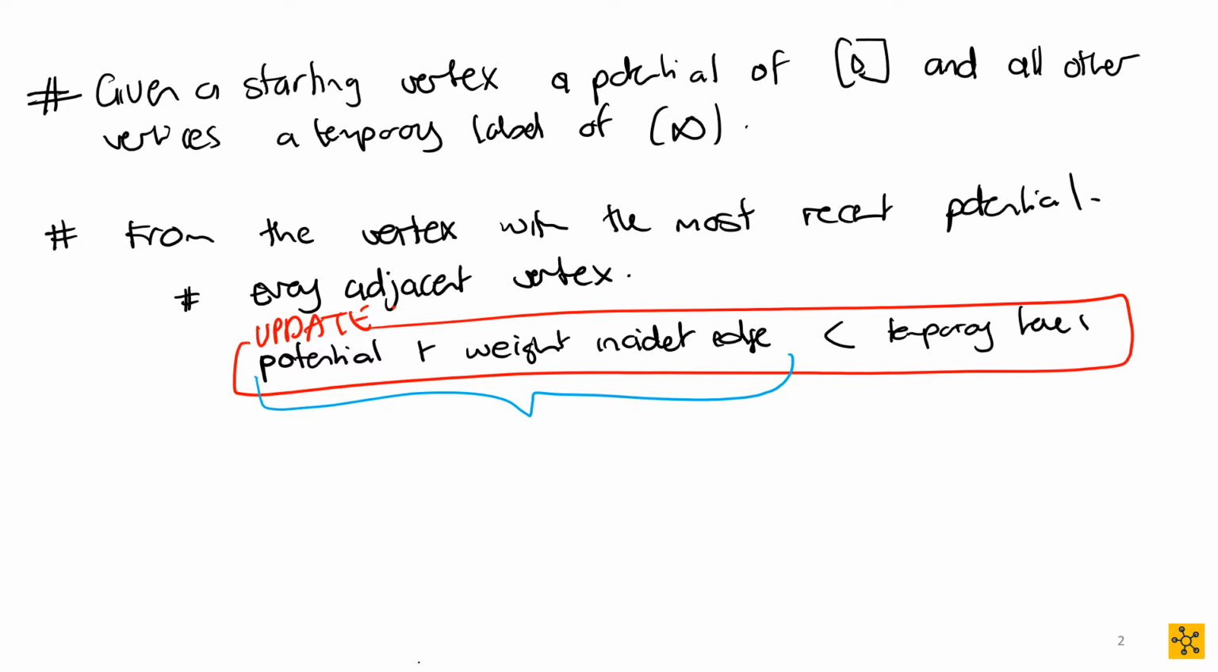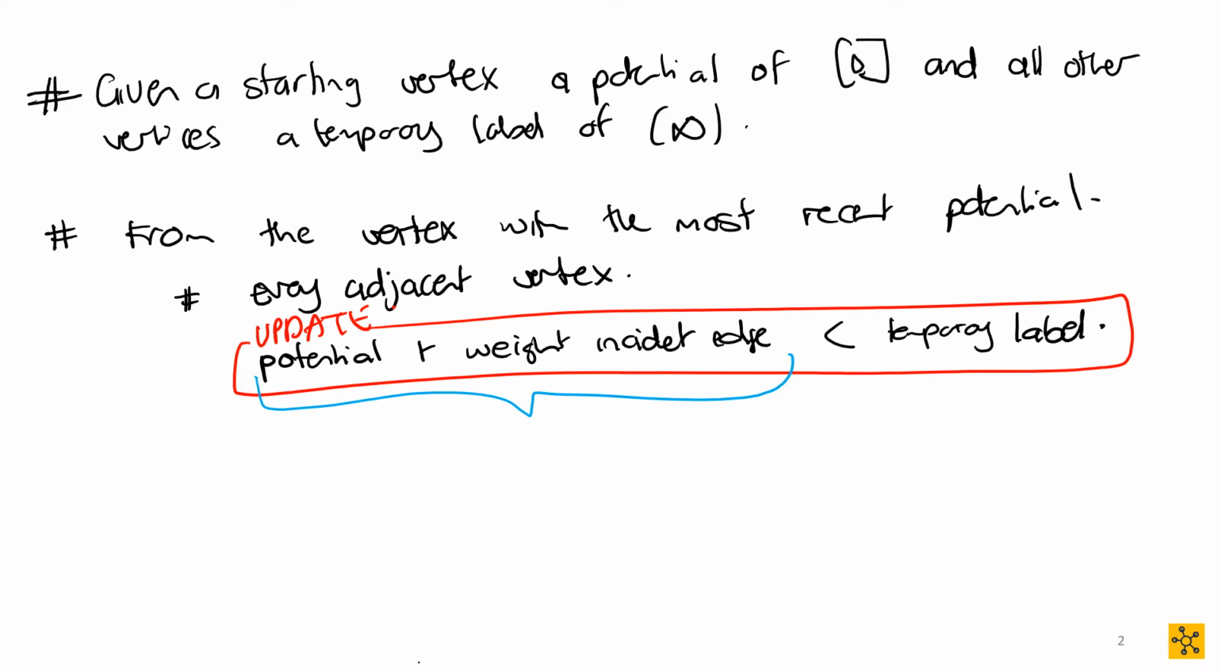That should say label. I don't think my handwriting is very clear. You replace your temporary label if the potential plus the weight of the incident edge is less than the temporary label that it is currently. Then you look at all the temporary labels of the adjacent vertices, and you make the smallest temporary label into the next potential. So previously we had active and inactive. So here we have the situation, we refer to it as potential, and then we have the temporaries.